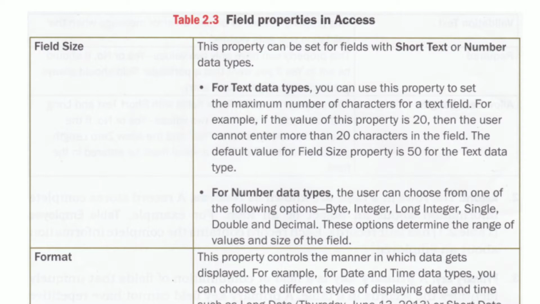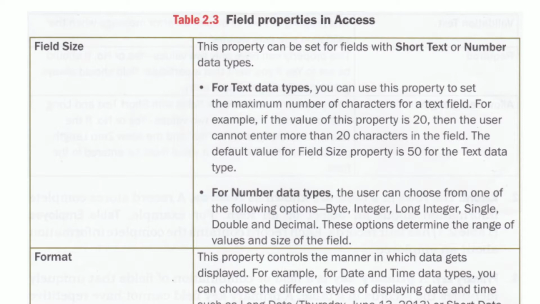After we have decided on the data type of the field, we can set field properties. The field properties let us have more control on data that can be entered in a particular field. Let's look at some important properties that can help in creating a more efficient database.